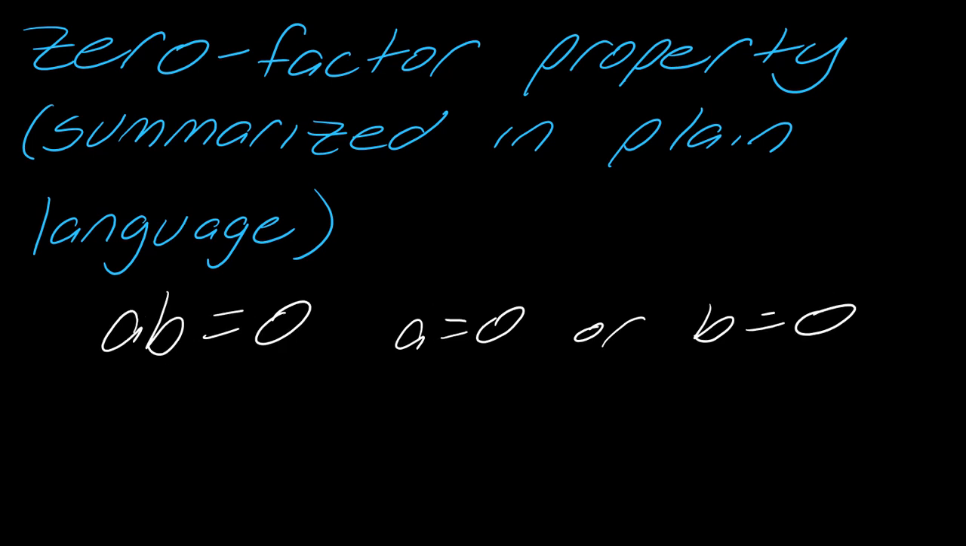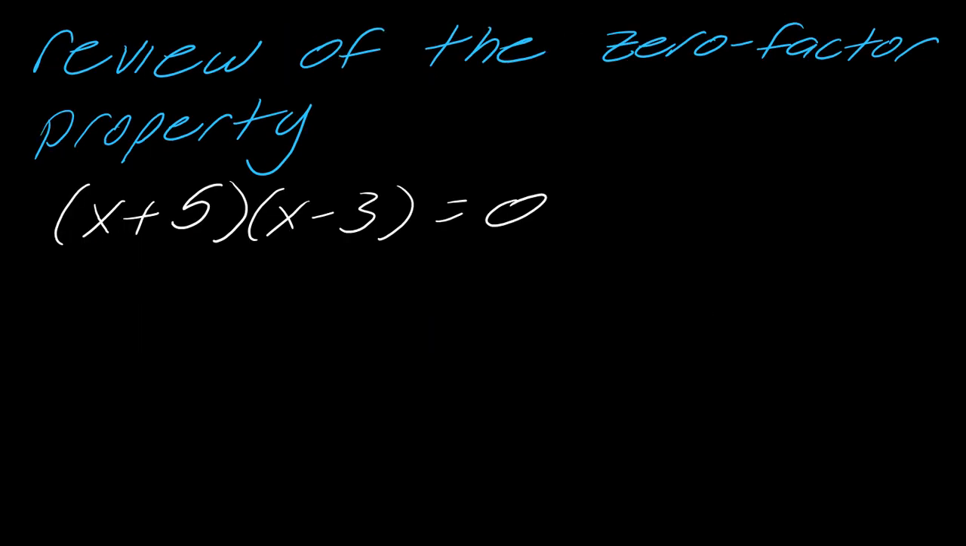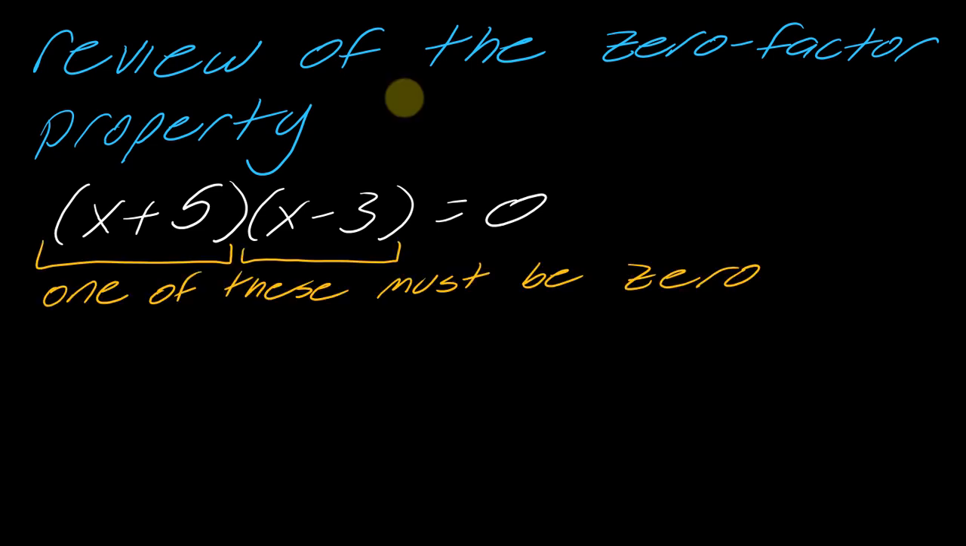In another way, if I have a times b equals 0, then that means that either a has to equal 0 or b equals 0. This is so obvious in some ways that you probably didn't even realize it was a property. But where this can be slightly trickier is when you have to use it in a problem like this. In this case, one of these things, this thing or this thing, has to equal 0 for this whole thing to equal 0.